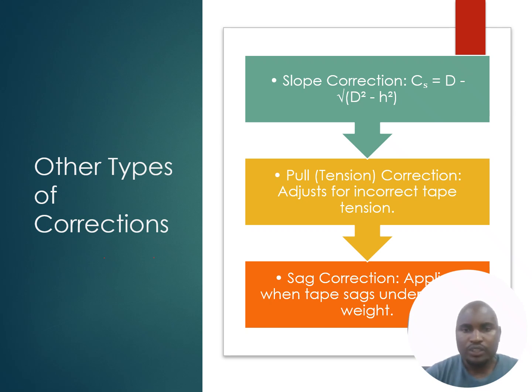That one we use when we calculate the weight applied when the tape sags. For example, the formula is weight squared times length cubed, divided by 24 tension squared. This is the formula that we use for the sag corrections.